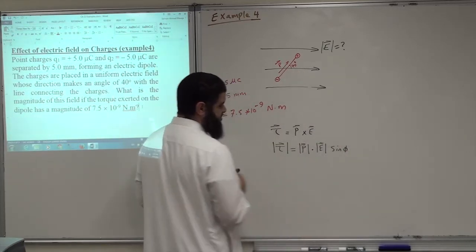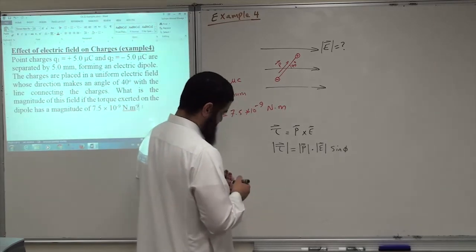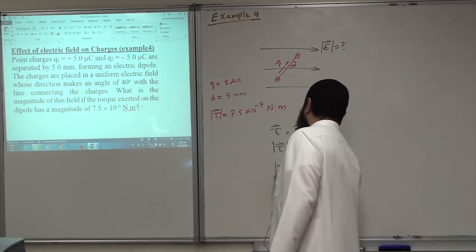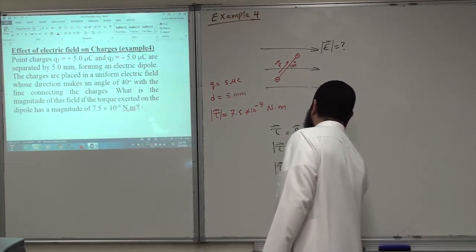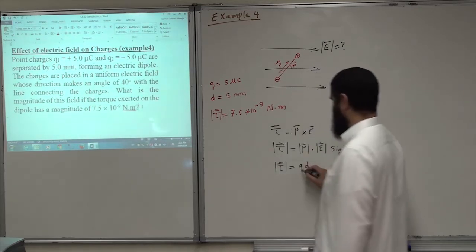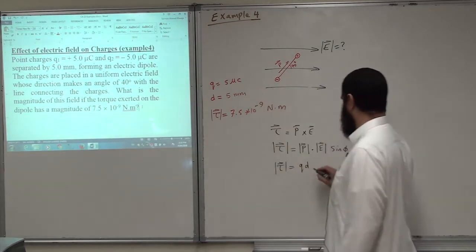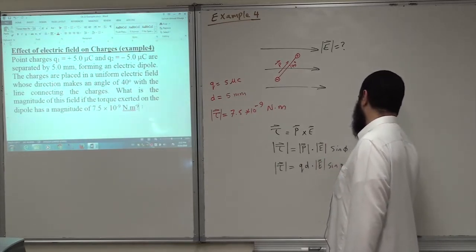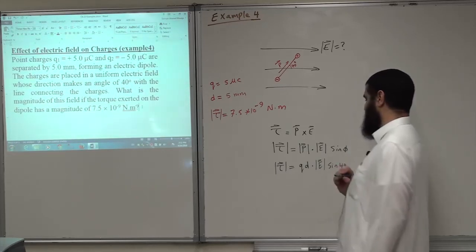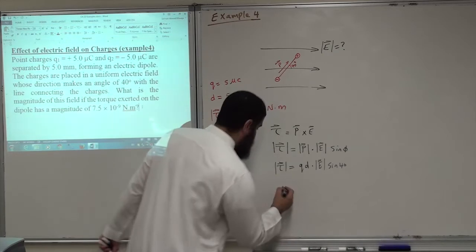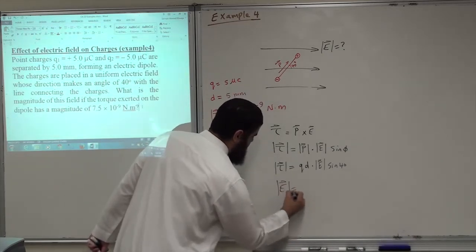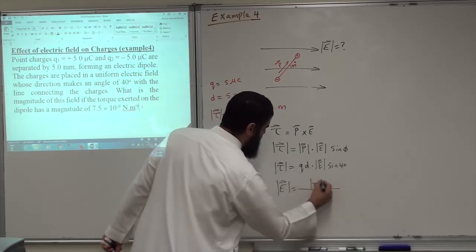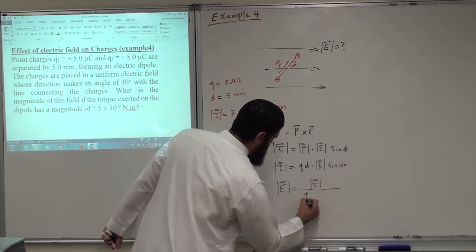What is the magnitude of P? We have discussed earlier that it is just QD. So we end up with the magnitude of the torque equals QD, and everything is positive here, Q is positive, D is positive, multiplied by the magnitude of the electric field multiplied by sine phi, which is sine 40. So I can write that E, the magnitude of the electric field, equals the magnitude of the torque divided by QD sine 40.